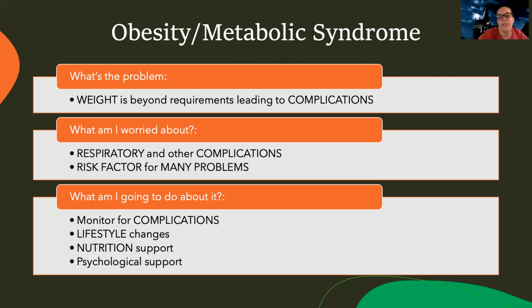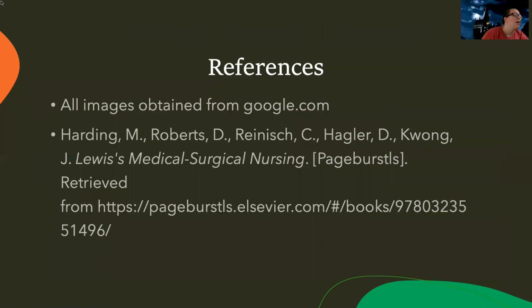So I'm going to be needing to check all of their body systems for problems like diabetes, heart disease, stroke and other cardiovascular diseases, but there can be problems in any body system. The musculoskeletal system, joints, and other problems too. So I need to be watching and monitoring for those complications, supporting healthy lifestyle changes, giving nutritional support and psychological support as well. All right, that's it.